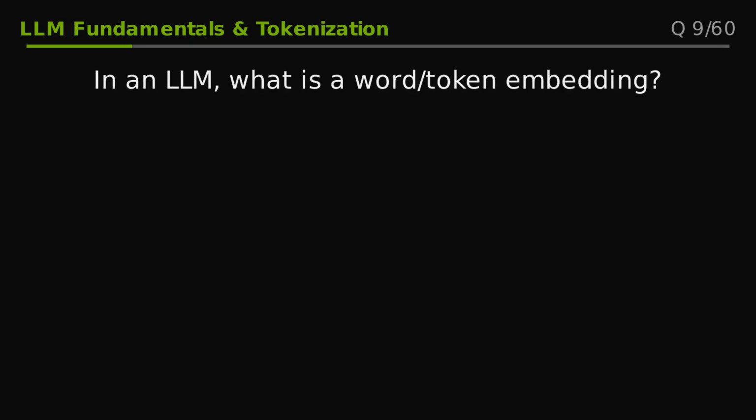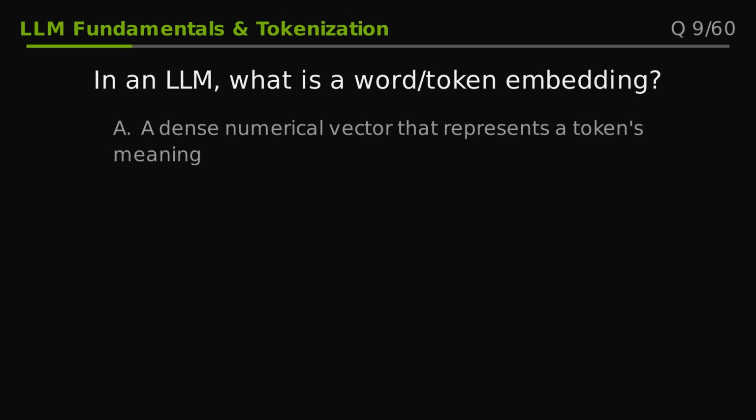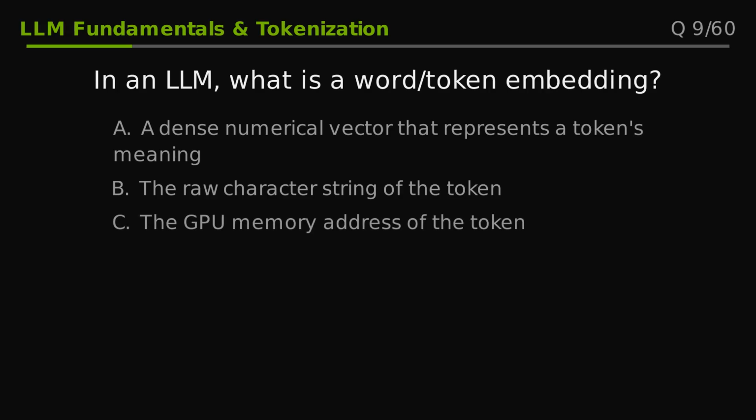Question 9. In an LLM, what is a word or token embedding? Option A. A dense numerical vector that represents a token's meaning. Option B. The raw character string of the token. Option C. The hardware memory address of the token. Option D. A compression of the entire dataset.